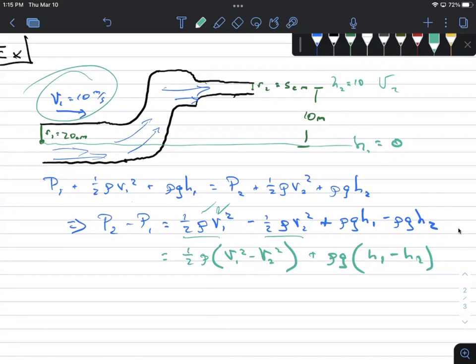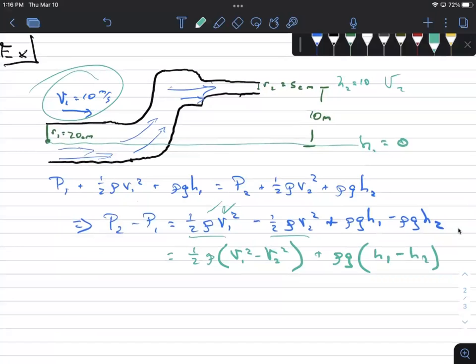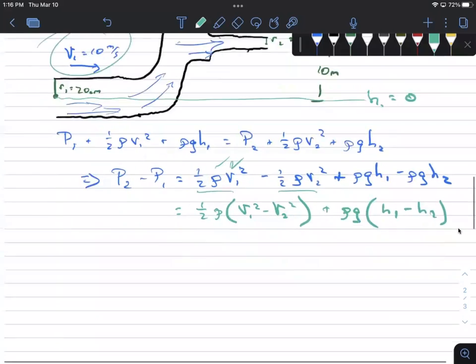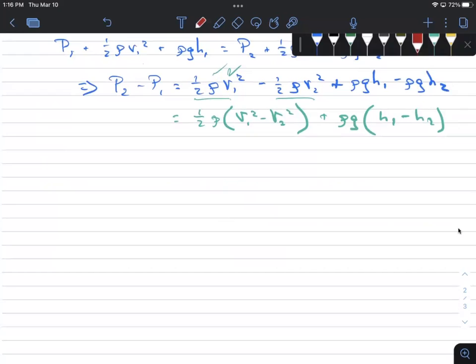So if it'll come out the same way, then why don't we make it as easy as possible? H1 we call 0, and H2 will be 10. That way the H1 term just goes to 0. That's one less thing we have to worry about. So I'll call H1 0, that's ground level, and I'll call H2 10. So I know everything. The only thing I don't know is V2. So before we can handle this equation, we have to calculate V2.